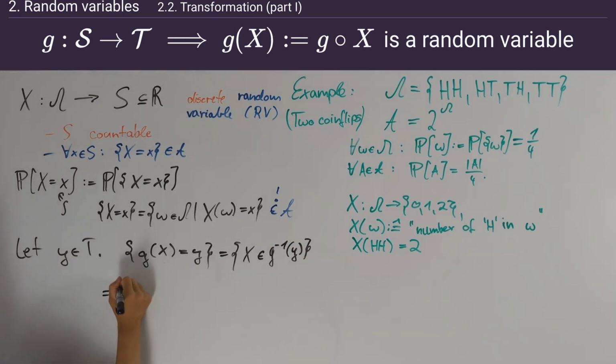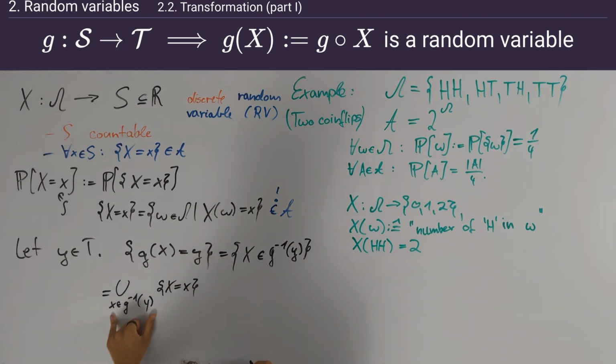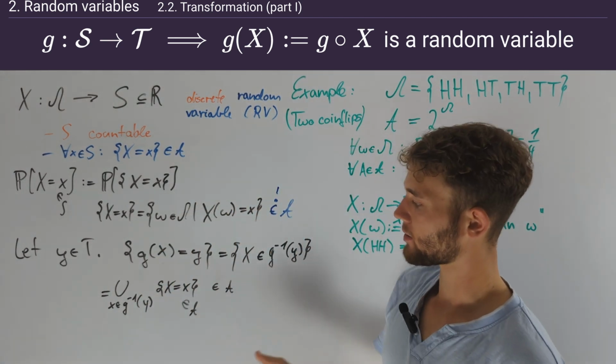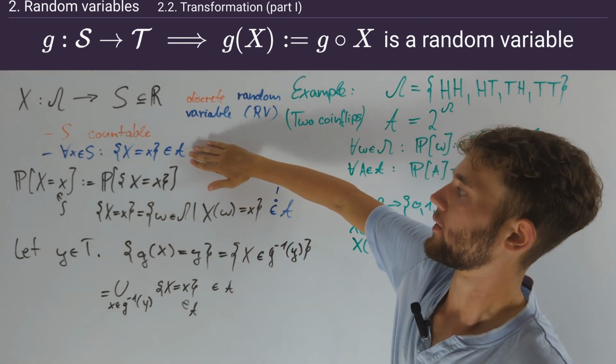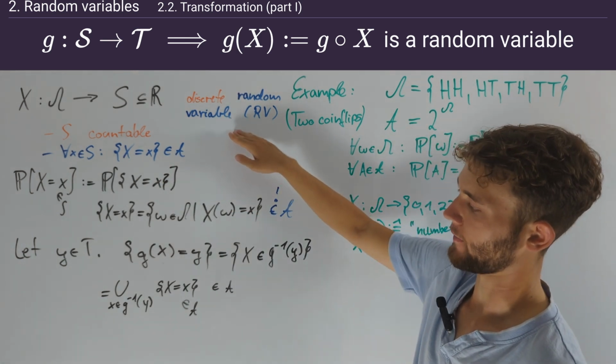But the right side is just the union over x in g inverse of y of the sets X equals x. Since S is countable, this is a countable union. And moreover, the fact that X is a random variable implies that each of these is contained in A. And now we conclude that since A is a sigma algebra, all of this is also an element of A. Note that we used S countable here, which hints at the fact that arbitrary random variables need a little bit of a different definition, but we only care about discrete random variables.